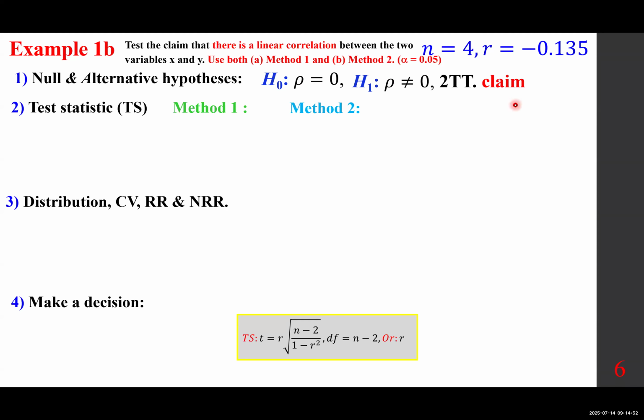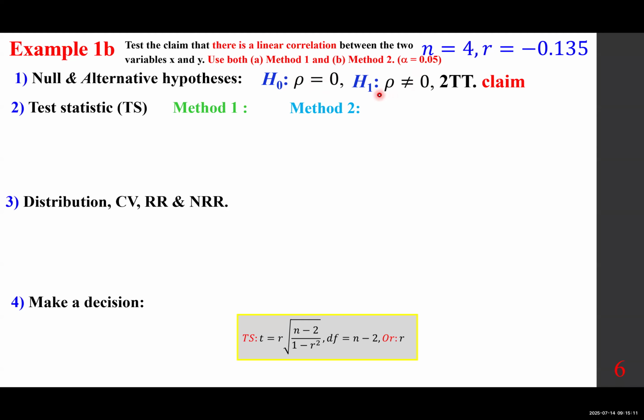I want to explain this one. First of all, rho is not equal to 0. That means that there is a correlation. Rho equals 0, that means there is no correlation. Okay, so this means no correlation. This means there is a correlation.